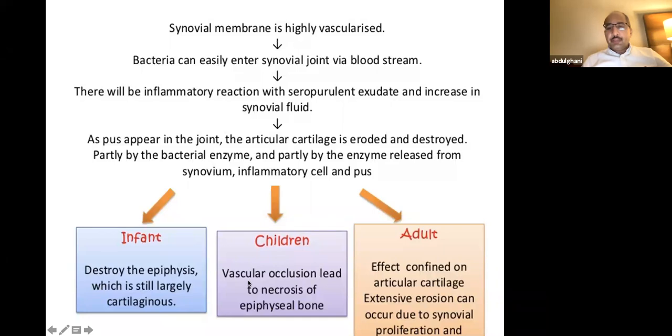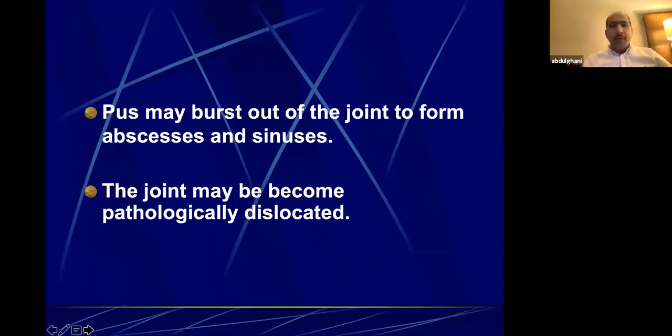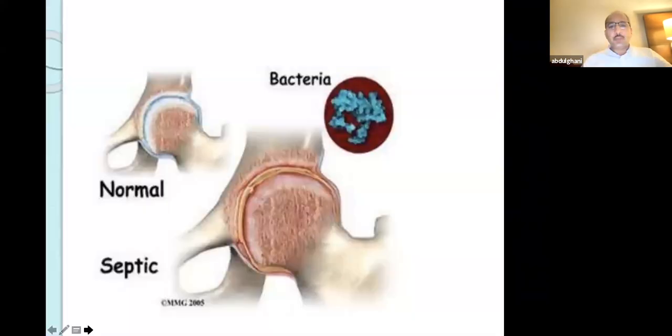In children, there will be vascular occlusion, which can lead to necrosis of epiphyseal bone and hence joint damage. In adults, it is mainly the articular cartilage which gets eroded, and obviously there is dysfunction of the joint. Gradually, the pus may not remain only inside the joint. It may burst out of the joint to form abscesses and sinuses, and the joint may become pathologically dislocated, and hence disability.